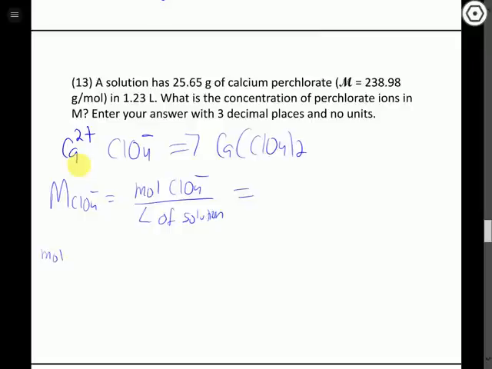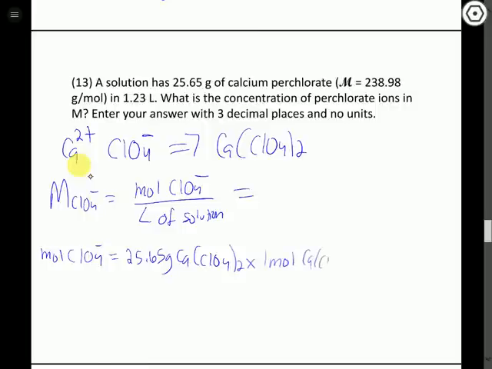So the moles of perchlorate, this is just another mass to mole conversion, but it involves one extra step. So we have 25.65 grams of calcium perchlorate. We convert that into moles first by using the molar mass for the whole thing. So 1 mole of calcium perchlorate has a mass of 238.98 grams, that's given to us in the problem, the molar mass.